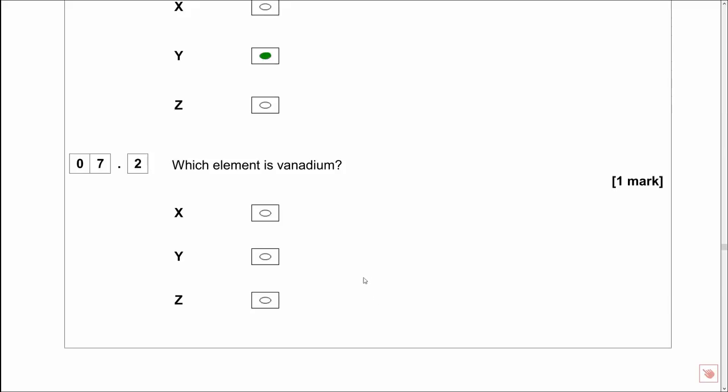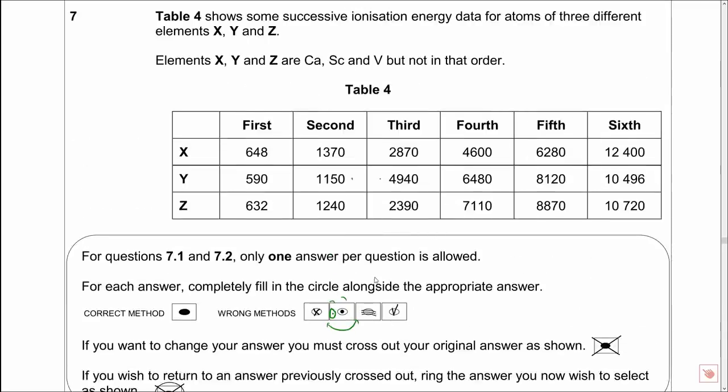So let's look at these values again. Bear in mind, vanadium is a transition element, and if you think about its electron configuration, that's certainly a useful thing to do, it's going to end at 3d3 4s2. So we're looking for something that might be tied to that.